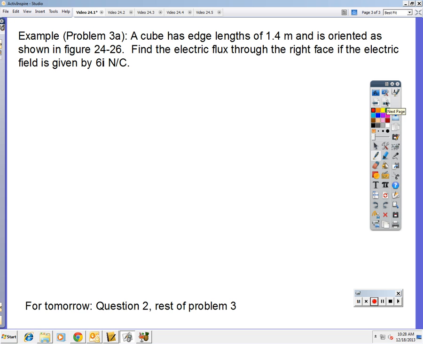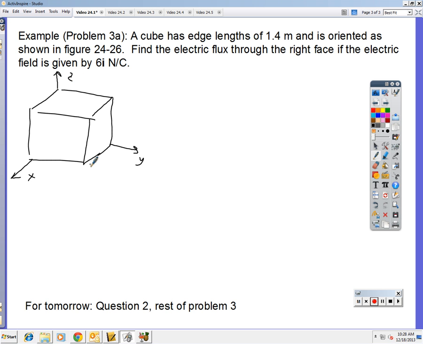And an example, this is part A of problem 3. You should do the other parts of problem 3 for tomorrow. What you've got is a cube, x, y, and z axes, and we have an electric field equal to 6 newtons per coulomb in the i direction. So it points like that. We want to find the electric flux through the right face of the cube given that electric field. Now there's two ways of going about this.